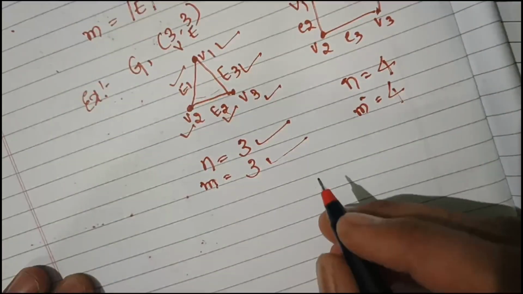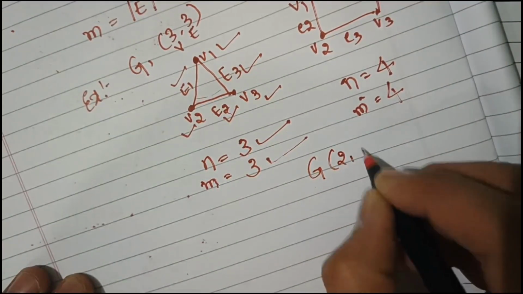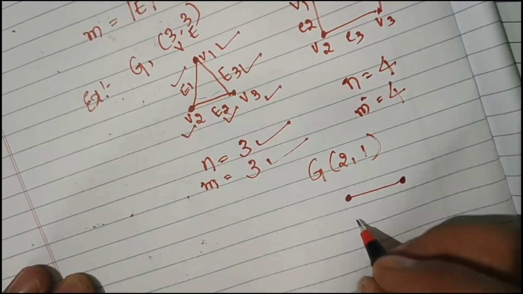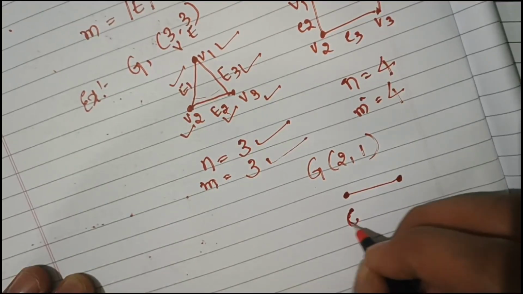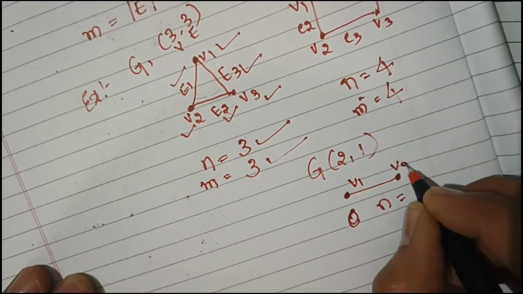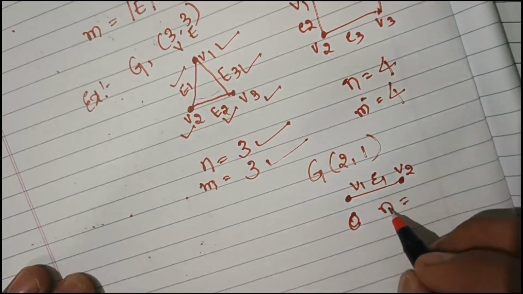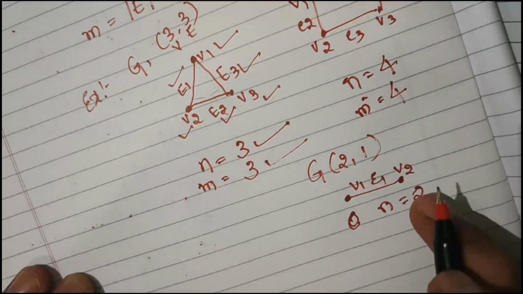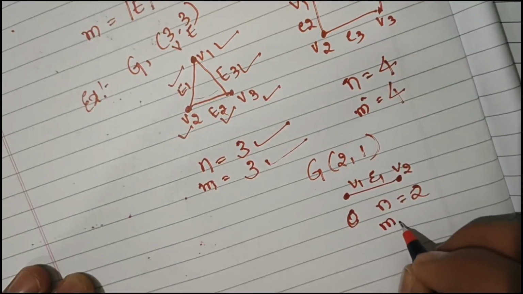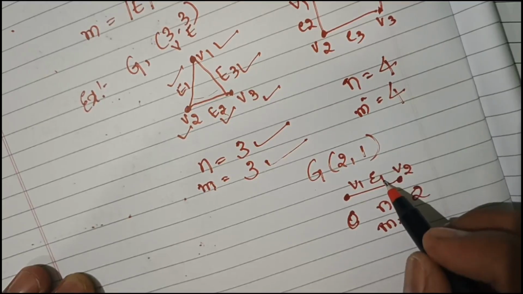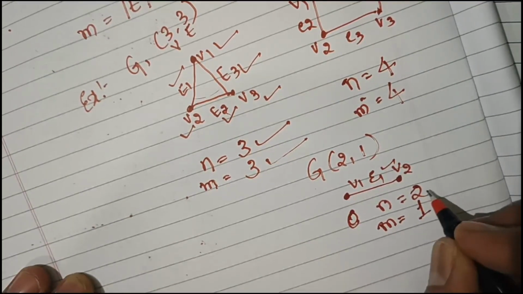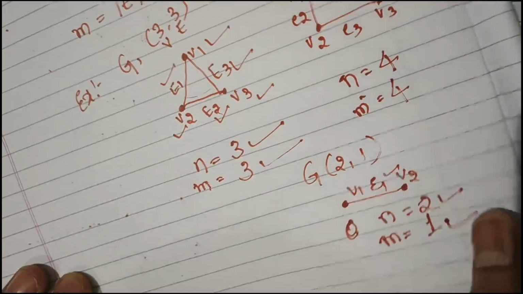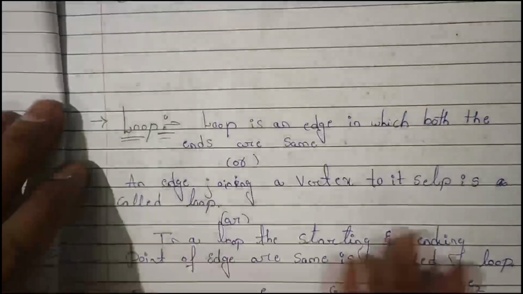Let's see another example, that is G of 2 comma 1. 2 vertices, 1 edge. Here the order of the graph is n equal to V1, V2, so the order is 2. This is E1. For the order of the graph, we only have to find the vertices, and for the size of the graph, we only have to count the edges. That is m is 1. The order is 2, the size of the graph is 1. I hope you understand. Let's see the next one.